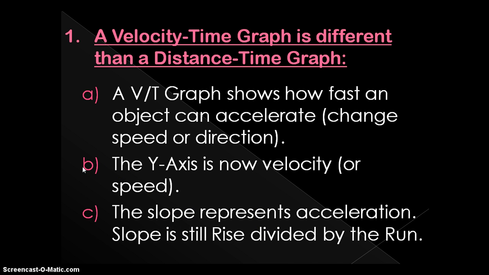B shows you that the y-axis on a velocity time graph is now speed, or velocity. In our old distance time graph, it was just distance. And C shows you that the slope represents acceleration in this case. Slope is still rise over run, but in this case, slope represents acceleration. In our old distance time graph, slope represented speed. Okay. This helps you with one of your ECQ questions, by the way. Pause and write if you need to.